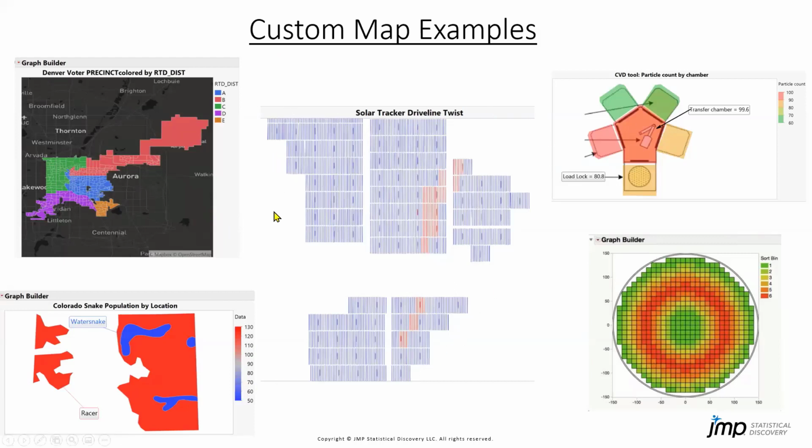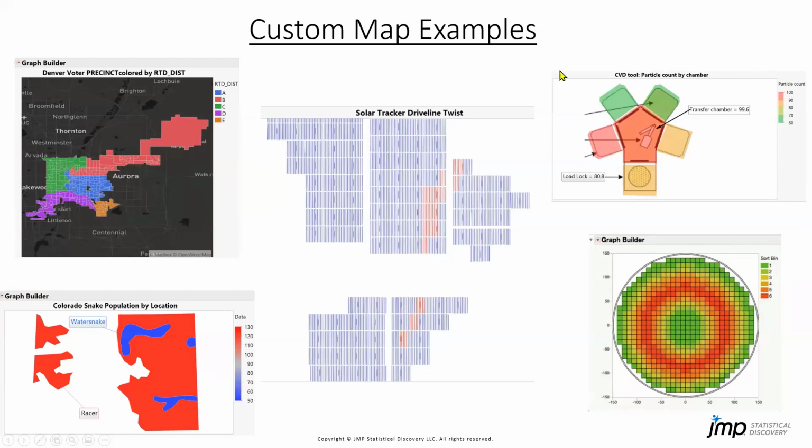In the center here is a solar field. We have a customer that designs and builds utility scale solar trackers, and they use the custom map add-in to build a custom map of their whole utility scale solar field. And they eventually overlaid maintenance data to track down some reliability issues that you can see in this red.